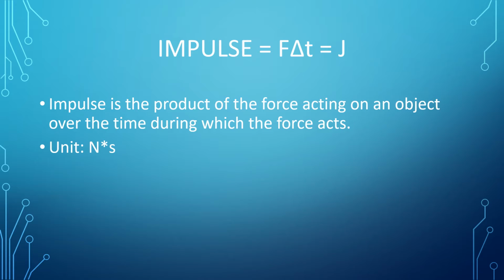So what is impulse? It's symbolized with a capital J for some reason. Impulse, capital J, equals force times a change in time. So impulse is the product of the force acting on an object over the time during which the force acts. That's the fancy term for it. The unit is newtons times seconds. Obviously the unit for force is newtons, and for time, it's going to be seconds.